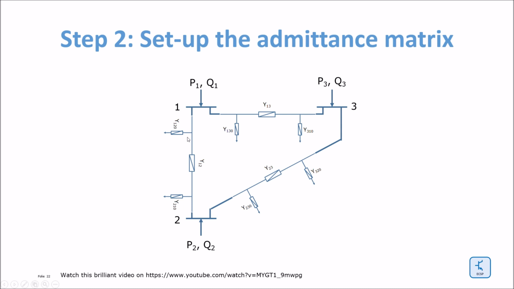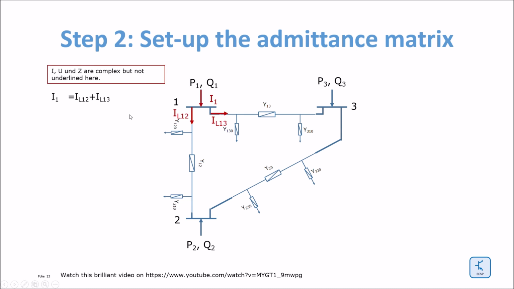Then you have on both sides of the line the shunt admittance. On the side of the node number 1 you have Y120, and on the side of the node 2 you have Y210. Let's start to write the equations for the current. So be aware that the current, the voltages and the impedances are complex, but I do not underline it here for simplicity reasons. So the current I1, this is the current which is injected into node 1, is equal to the current IL12 plus IL13.